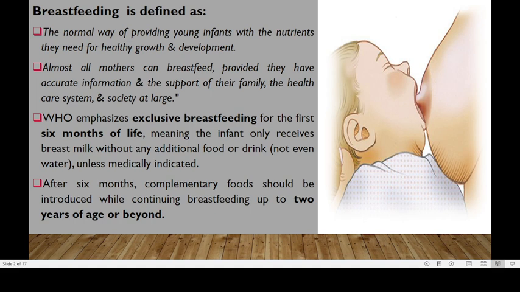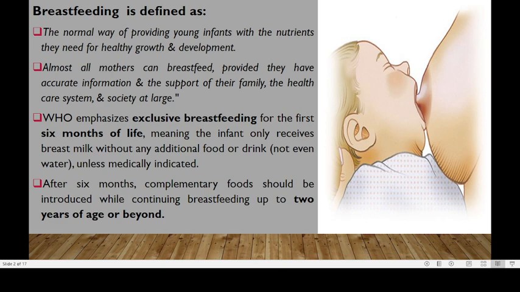So we begin by defining breastfeeding according to WHO, the World Health Organization. WHO defines breastfeeding as the normal way of providing young infants with nutrients they need for healthy growth and development. Almost all mothers can breastfeed, provided they have accurate information, the support of their family, the healthcare system, and the society at large.